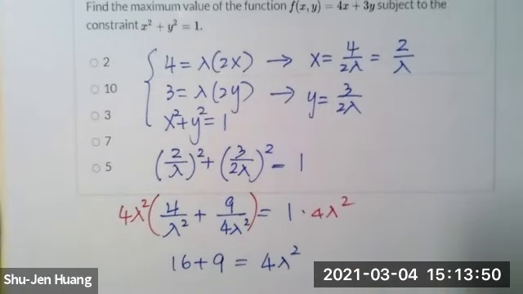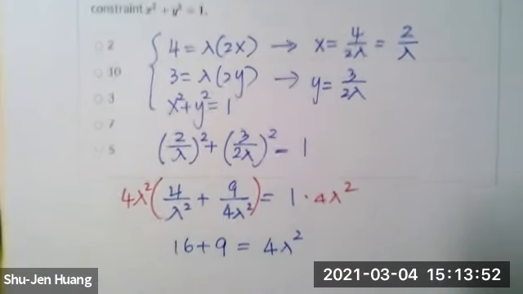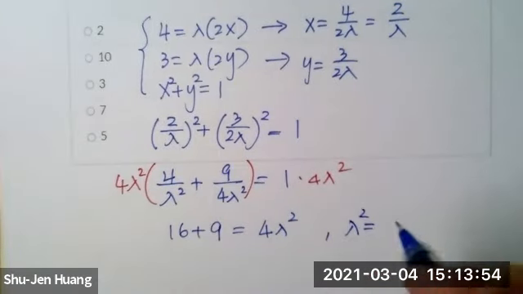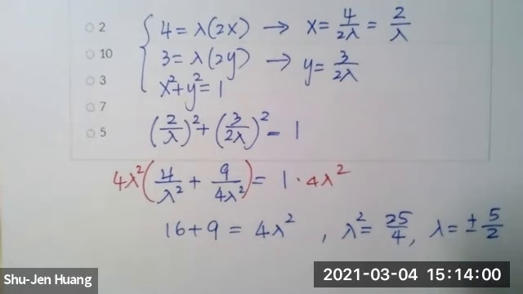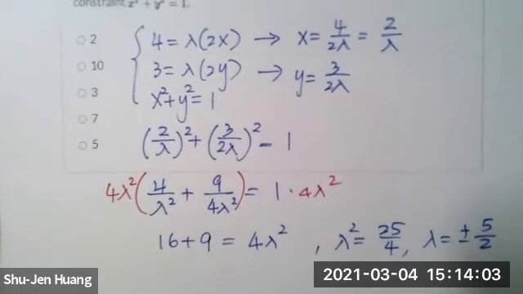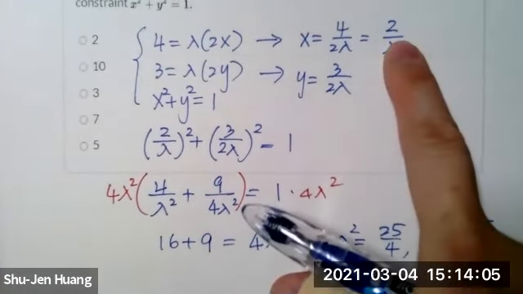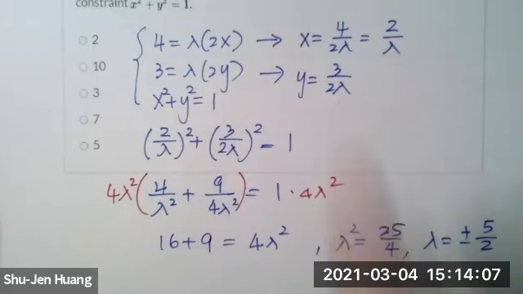So we got 4 lambda squared equal to 25. So lambda squared equal to 25 over 4. Lambda equal to plus minus 5 half. Okay, so now we find the lambda value. Once we find the lambda value, we can put it back here to find the x, y value here.